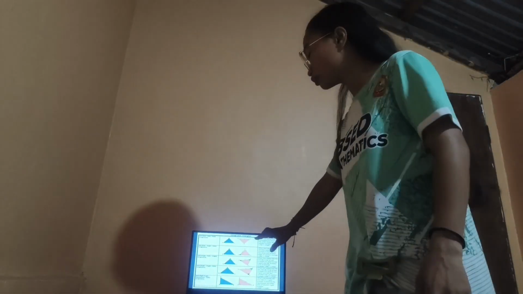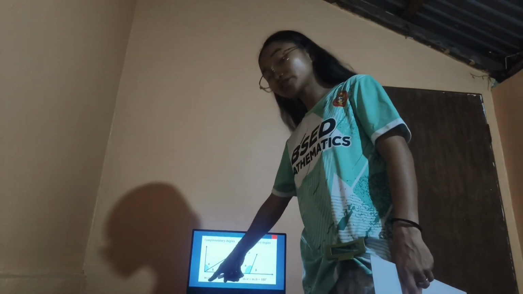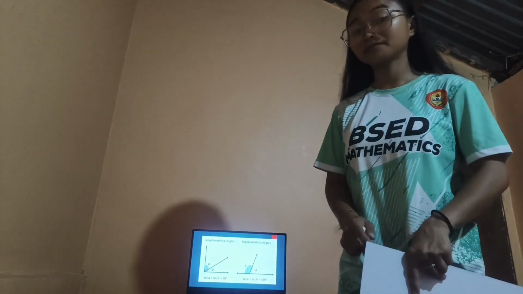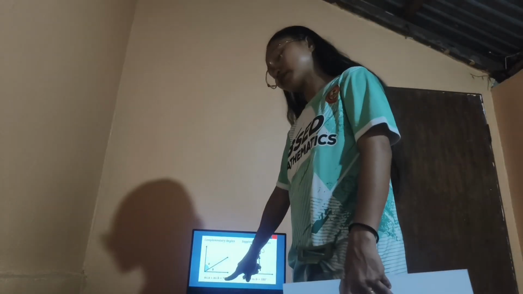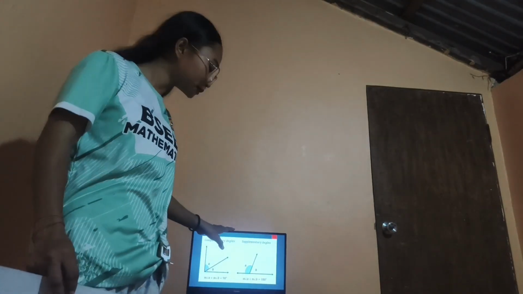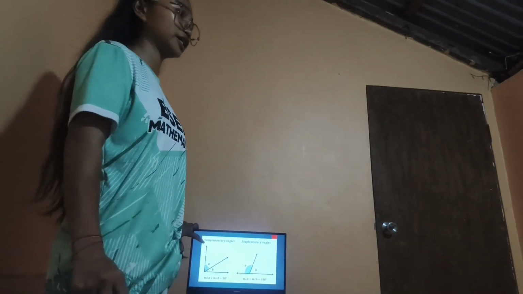Okay, this is the angle congruence. This is the complementary angle, where the measure of angle A plus the measure of angle B will be 90 degrees. So basically, angle A is 45 degrees and angle B is 45 degrees. So that would be 90 degrees. Then for supplementary angles, the measure of angle A plus the measure of angle B equals 180 degrees.